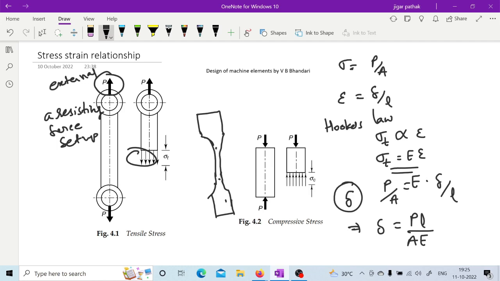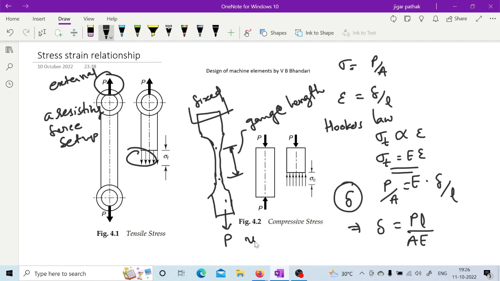In that tensile specimen there must be some gauge length, and it is loaded on a uniaxial tensile machine. So there may be one end fixed and the load applied at the other end. Only a uniaxial load is applied, so it is known as the UTM setup. One extensometer will be placed on this gauge length. The extensometer is going to measure the deflection.